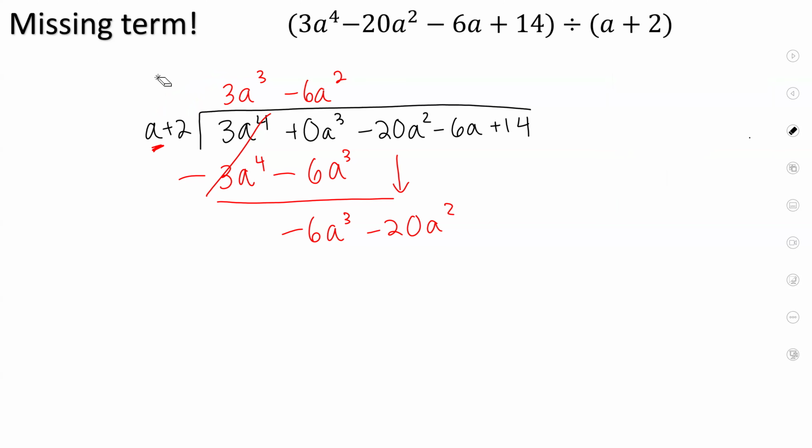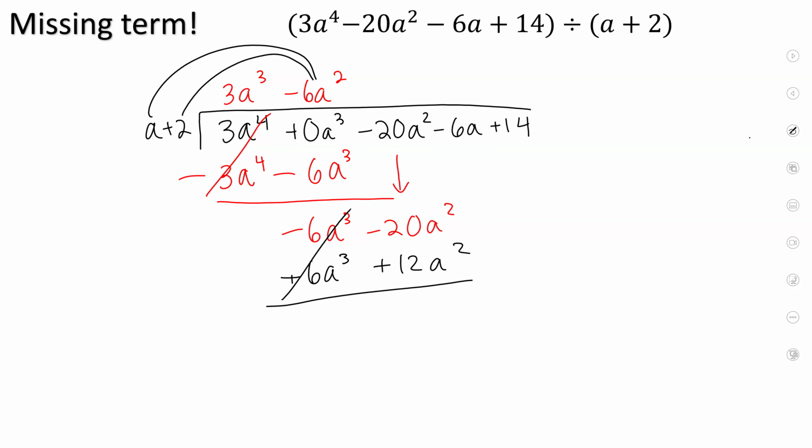And now we just repeat the process. We multiply and then subtract. So if we multiply this, a times that, we'll get the exact same thing. 2 times -6, that's -12a squared. Change the signs. That cancels. So -20 plus 12, that's -8. Bring down the next thing.